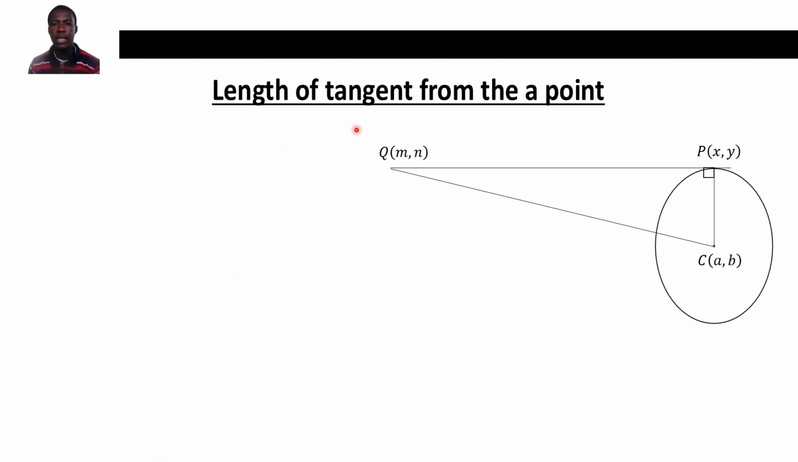Length of tangents from a point. So from the point Q, we are looking at the length of the tangent from this point Q to the point P. That is how long the tangent will come from the point Q to meet the point P.